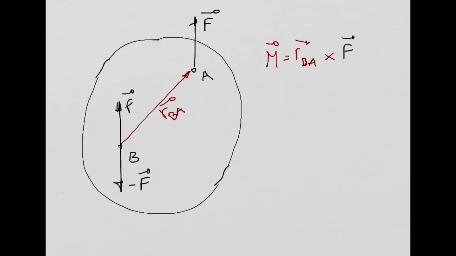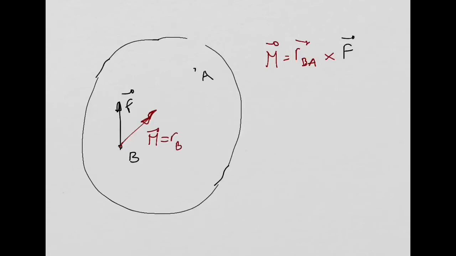Why? Because now I can replace this couple, this force F and this force minus F, with the moment M. I can do something like this. Look at this. I can remove this force F at point A. I can remove the force minus F at point B. And the only thing I need to do now is include the moment produced by the couple, and that moment M is equal to RBA cross product with my force F.